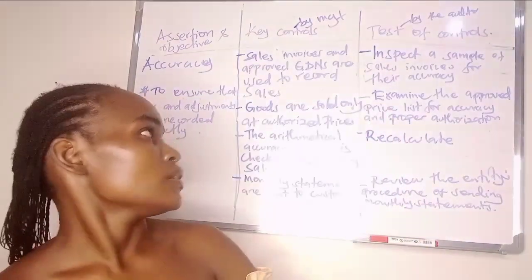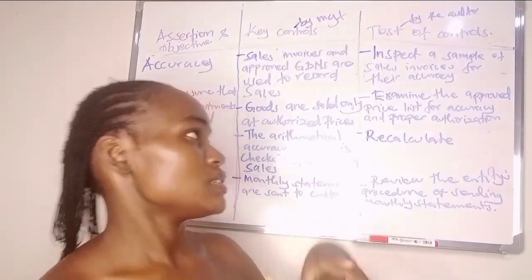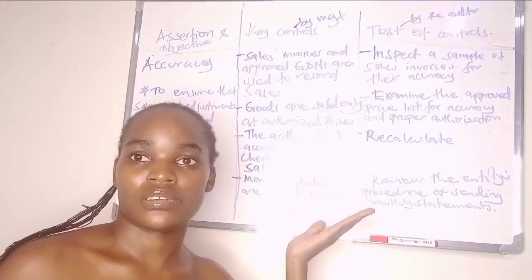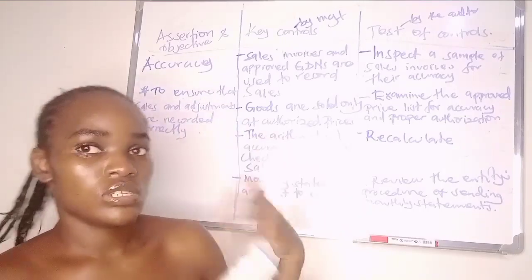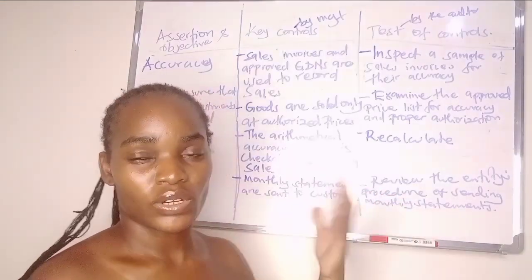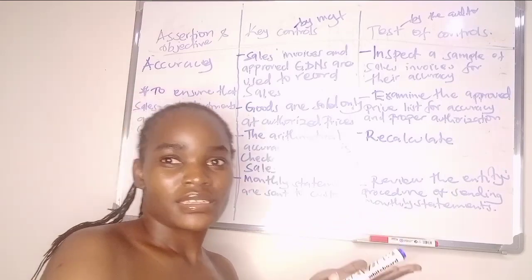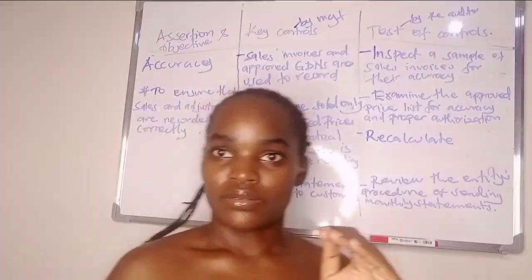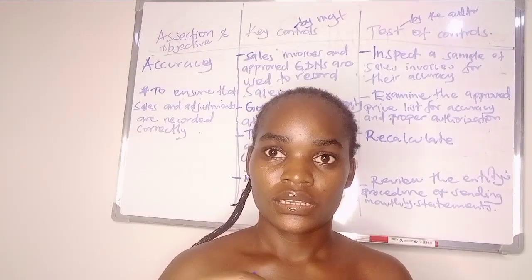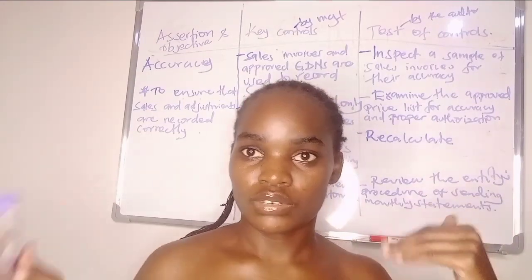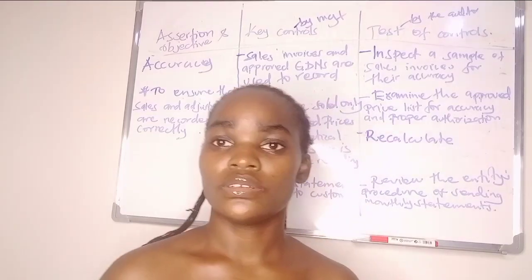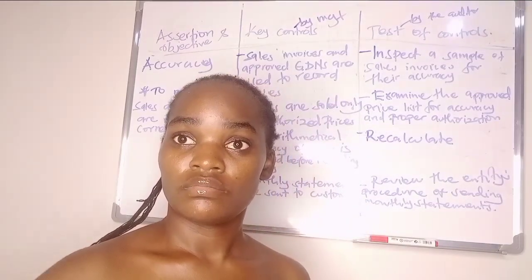What I wanted to emphasize is that the test of control depends on how the control is stated. You just twist around and say the auditor will examine to see if this and this is correct. There is no rocket science. You just twist the control, then you come up with a test of control. The next assertion we're going to have is cutoff.